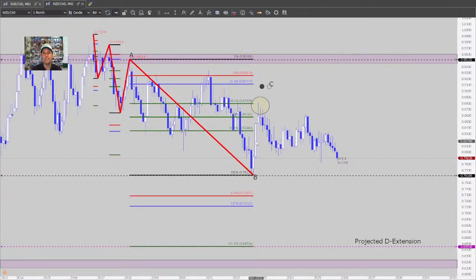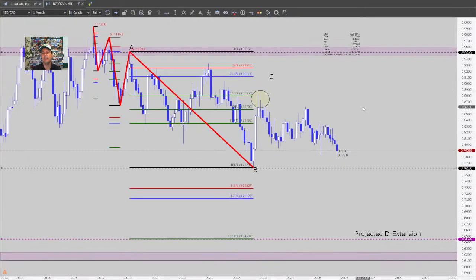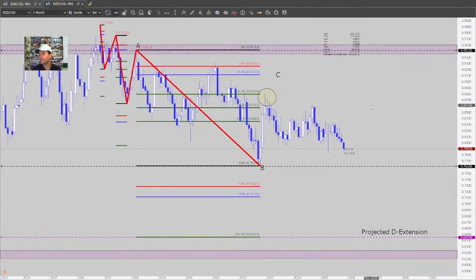The C is the highest point, not necessarily a high. It can be a high, but not necessarily a high. It's the highest point after the B, before the market hits the appropriate D extension. Reread those.